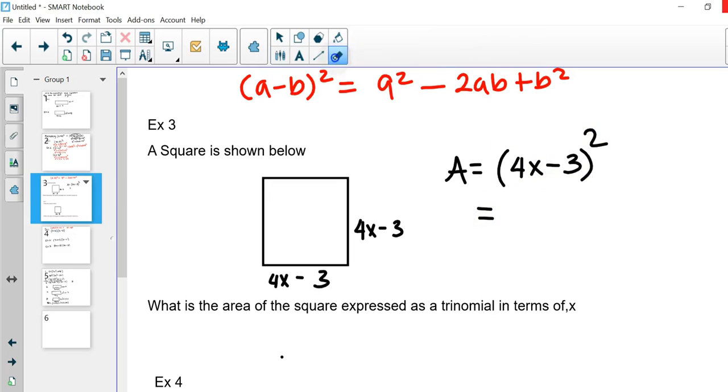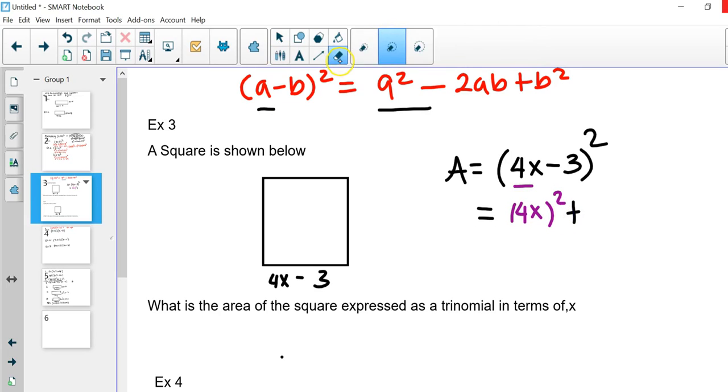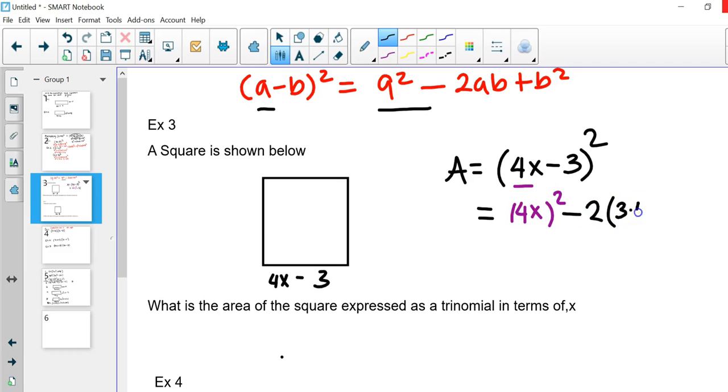Now, we're going to use our identity to solve this. According to our identity, it's a squared, our first term squared. So we'll do (4x) squared. Plus, oh sorry, in this case it's minus. When you have a minus in them, minus double of your two terms multiplied together. So double of 3 times 4x, plus 3 squared.